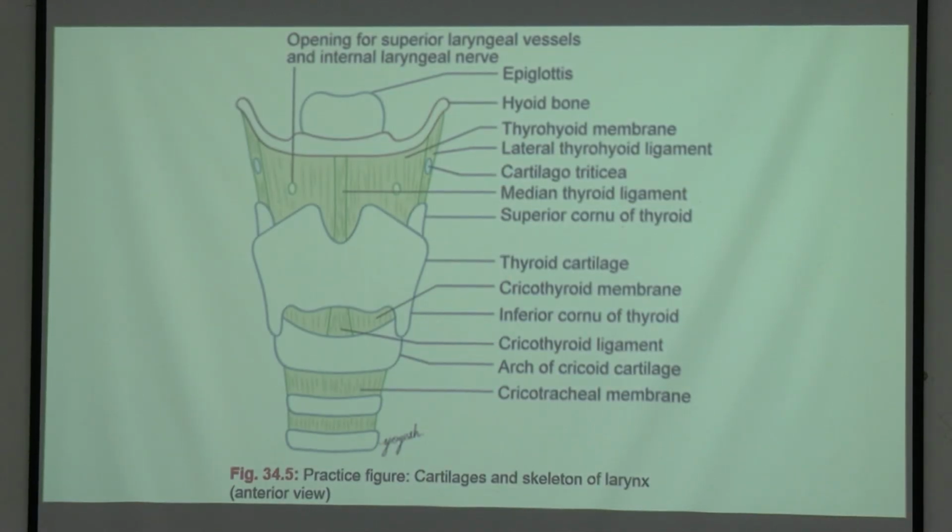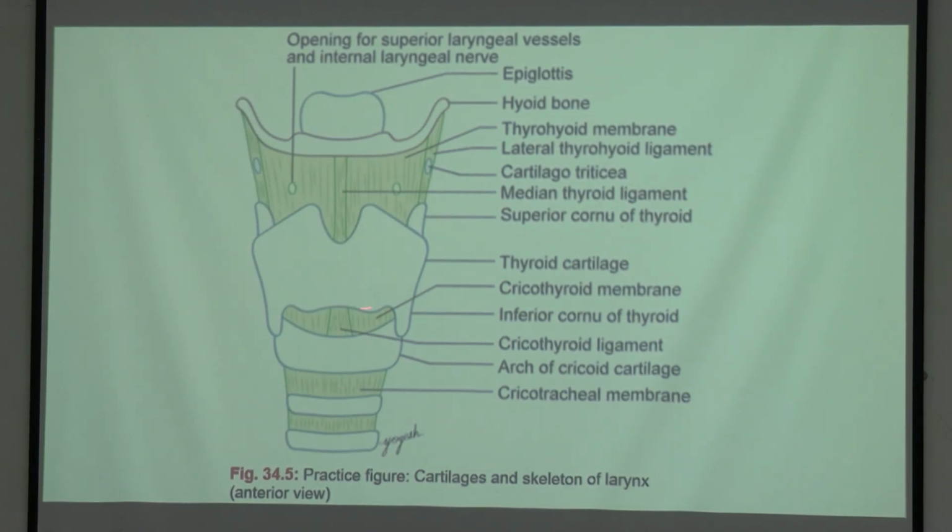So there are some ligaments we must remember. That is the medial thyroid ligament. The thyroid membrane gets condensed. Medial thyroid ligament, lateral thyroid ligament, in which we can get another cartilage. This is the cartilagotriticea. You may forget it, no problem.